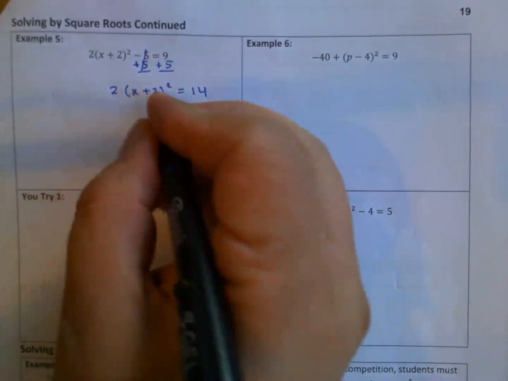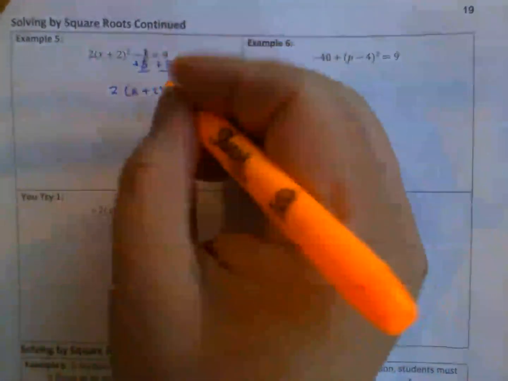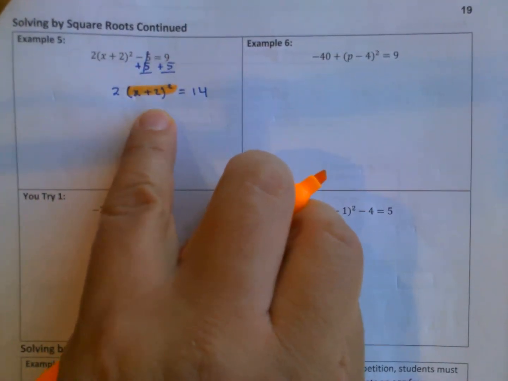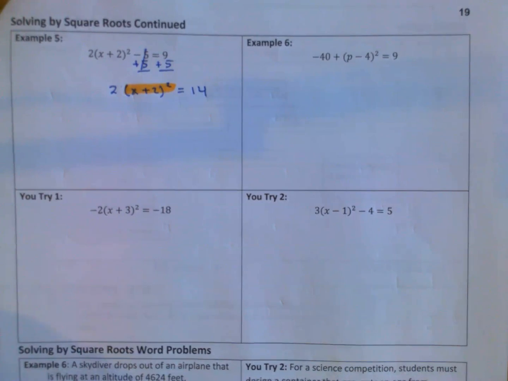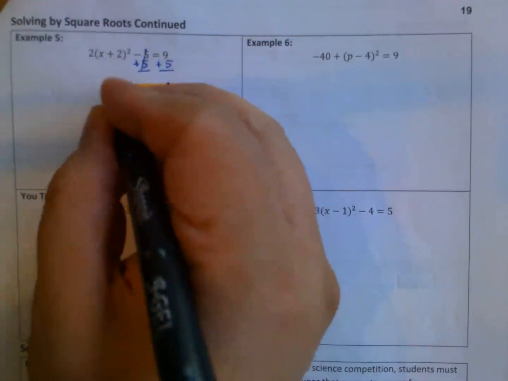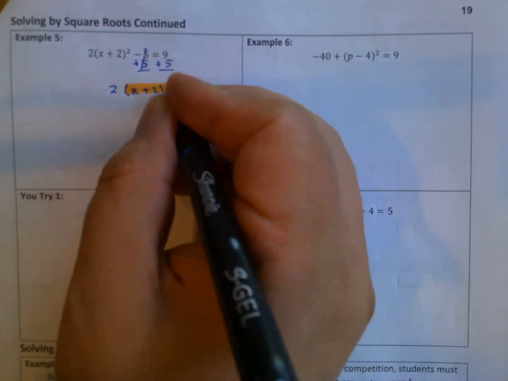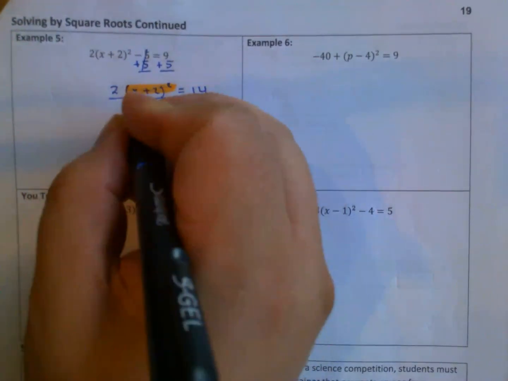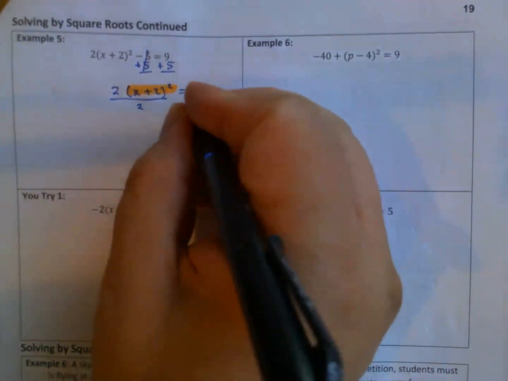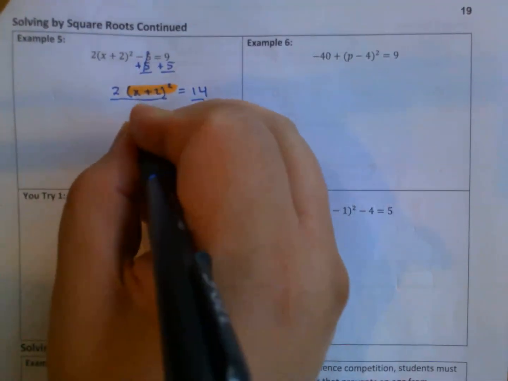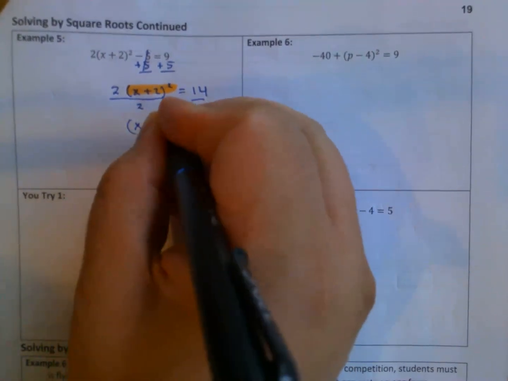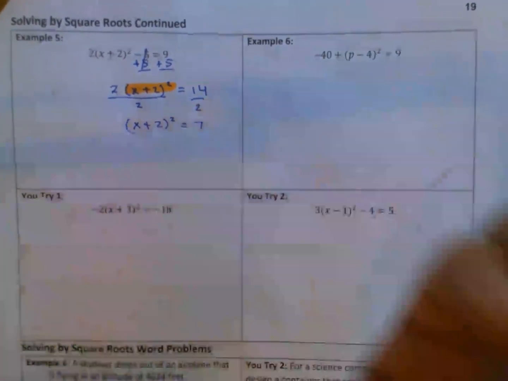So, since we can't get a square root yet, see, here's the thing. This is what has the power of 2. It's not by itself yet. So we have to get rid of the 2. They're right next to each other. And no, I'm not going to distribute. I'm not allowed to because of the power, but I can get rid of it with division. So I'm left with x plus 2 squared is equal to 7.